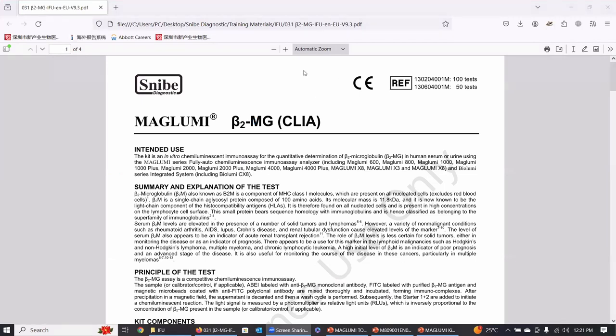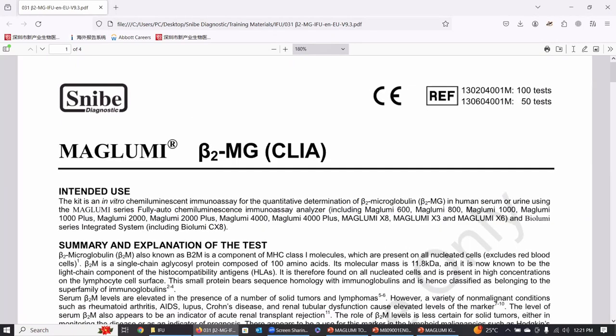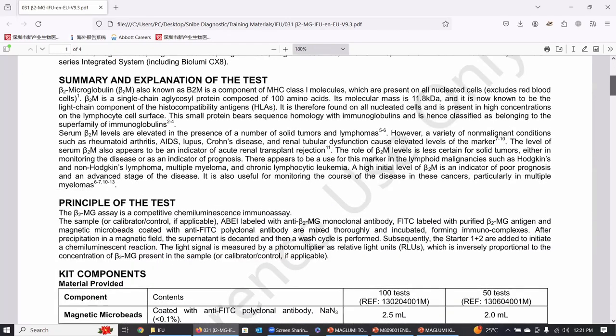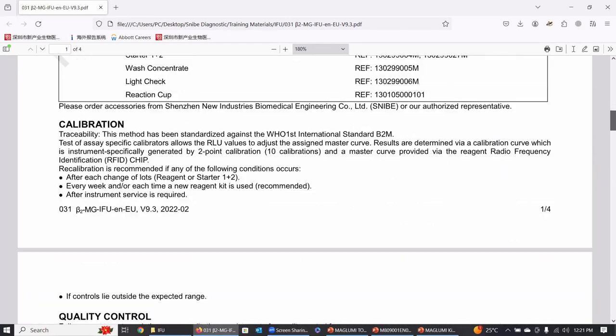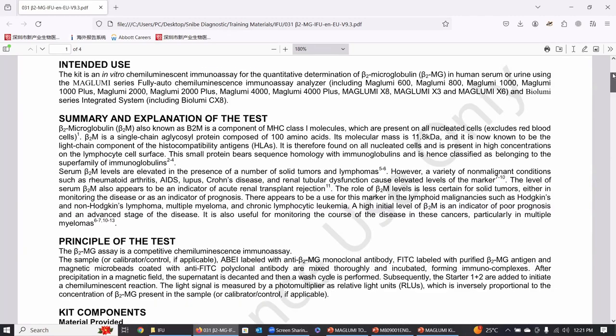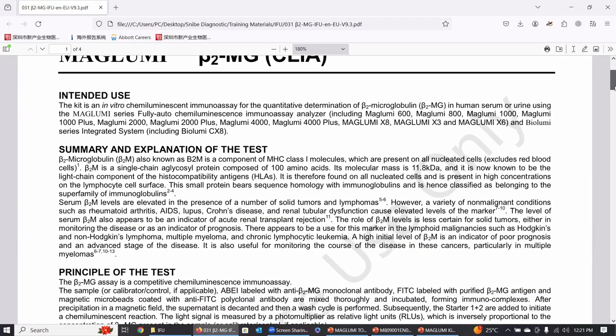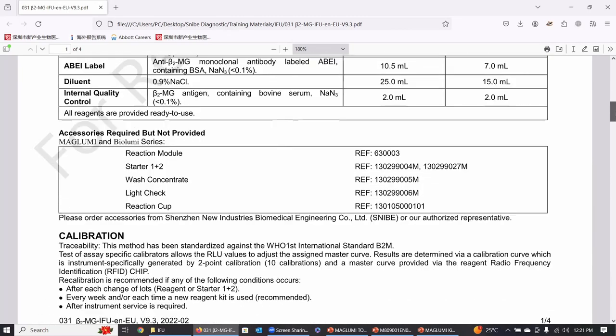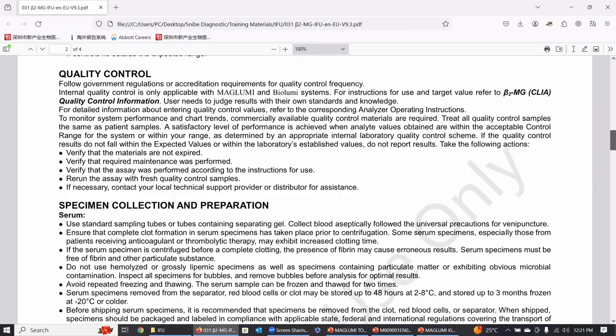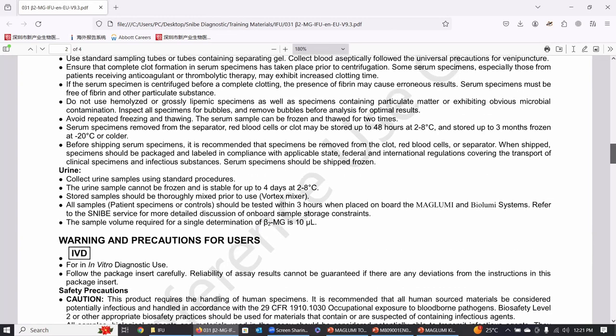So this is the package insert for the beta 2 microglobulin. Let me check any preservative they have recommended in that. Urine. Okay. Collect the urine sample using standard procedures. Urine cannot be frozen, stable for up to 4 days at 2 to 8 degrees centigrade. Stored sample should be thoroughly mixed prior to use.